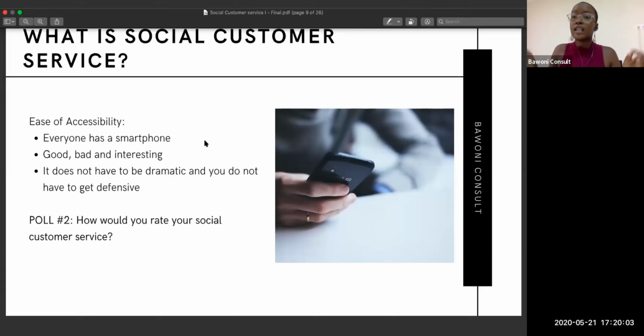But now, because it takes literally seconds to tweet something about your experience with a brand, it's made it harder for us as businesses, but also easier for us to see what our customers think about our brands, our products, and our services. So you have to take advantage of it in terms of the good, the bad, and the interesting. And it doesn't have to be dramatic. You don't have to be defensive.